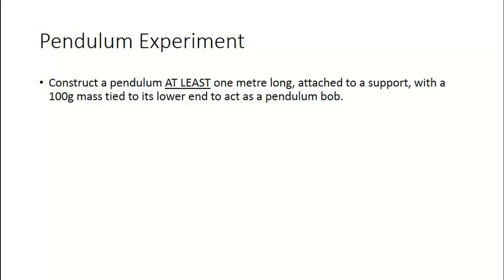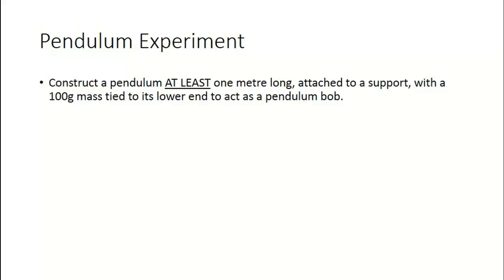So just really quickly talking about the experiment itself, which you're going to have to set up at school. Firstly, you need to construct a pendulum at least 1 meter long. So you'd get about a 1.5 meter long piece of string, but you would fix it at different lengths. So your first length should be around about 1 meter. Then you might go up to 1.1 meters, 1.2, 1.3, 1.4, 1.5.